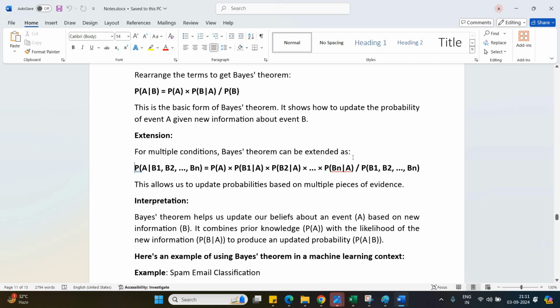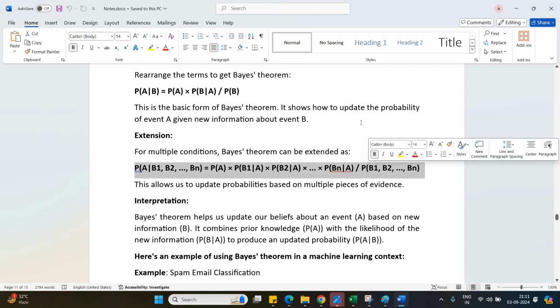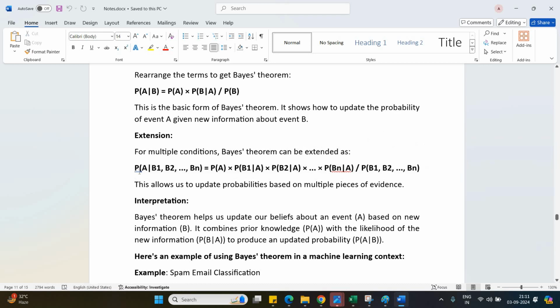You can see, wherever I am highlighting, this is the extension of the Bayes theorem. So the conditional probability of A given B1, B2 up to Bn, what should be the formula? This is the extension, the expansion of the Bayes theorem. You can see that this is the formula that is applied.